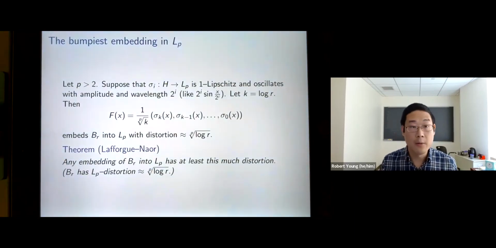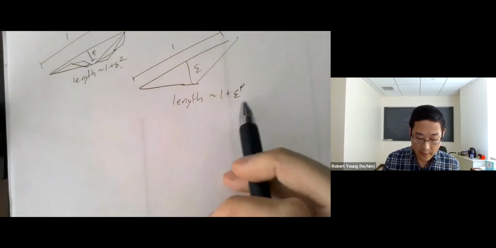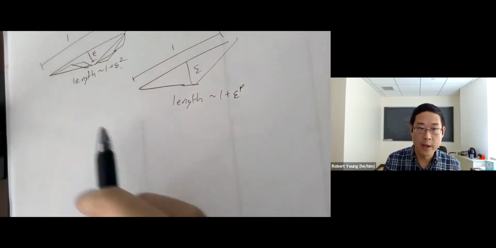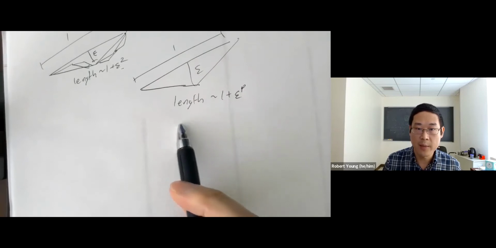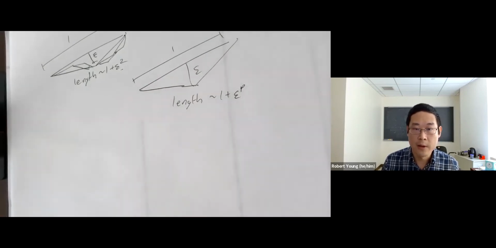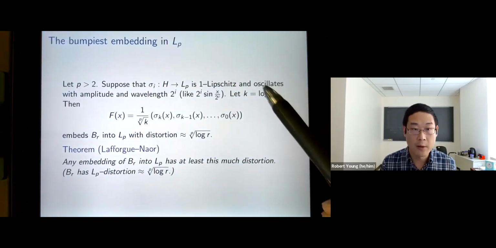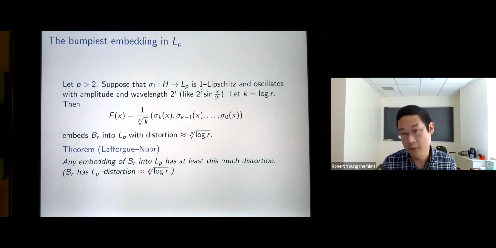And so we should expect to get better embeddings. If p is bigger than 2, that's a smaller increase than we had over here. So we should expect to be able to produce bumpier curves, and thus we should expect to be able to produce nicer embeddings. And in fact, that's what happens.